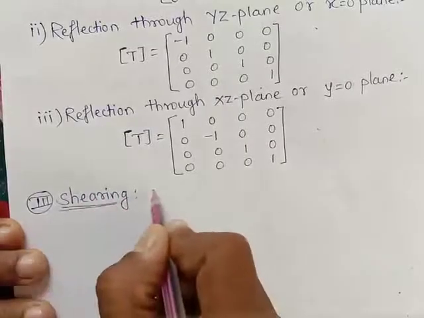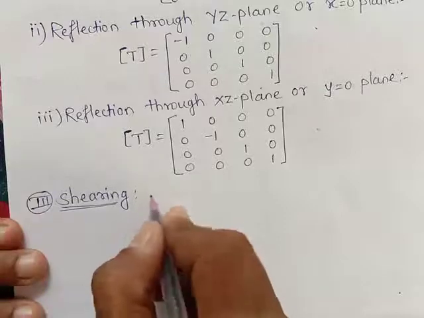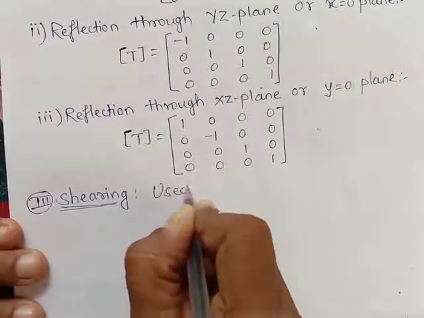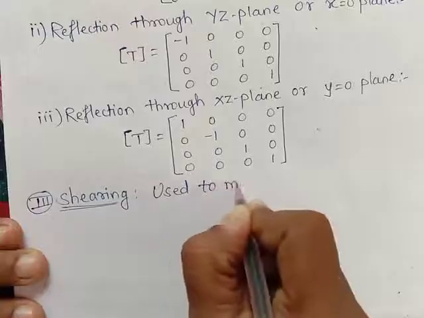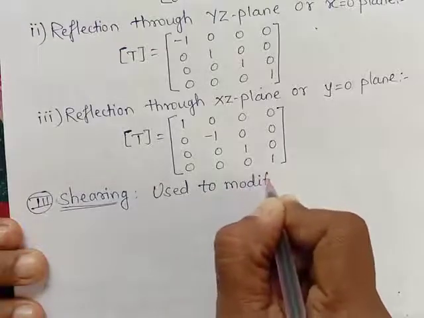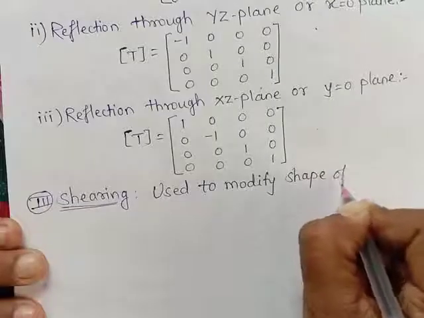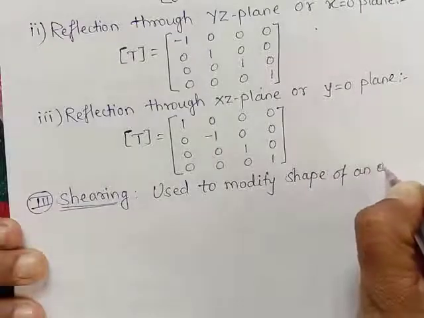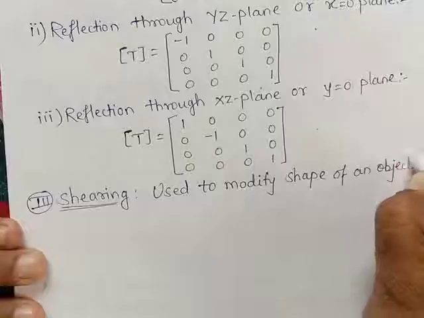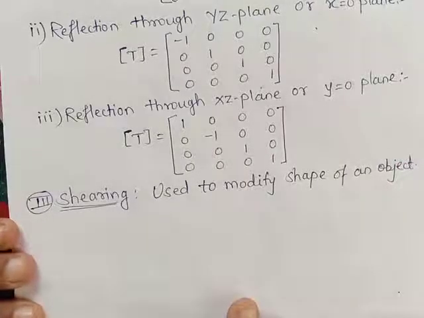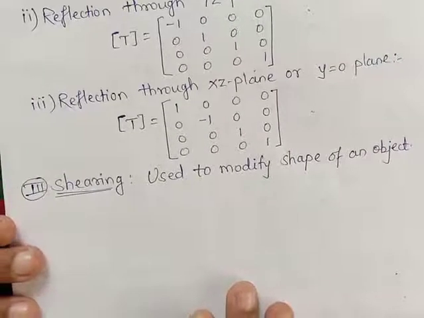Now why is shearing used, or what is it used for? It is used to modify the shape of the object. Shape of an object. This is the basic use of shearing.